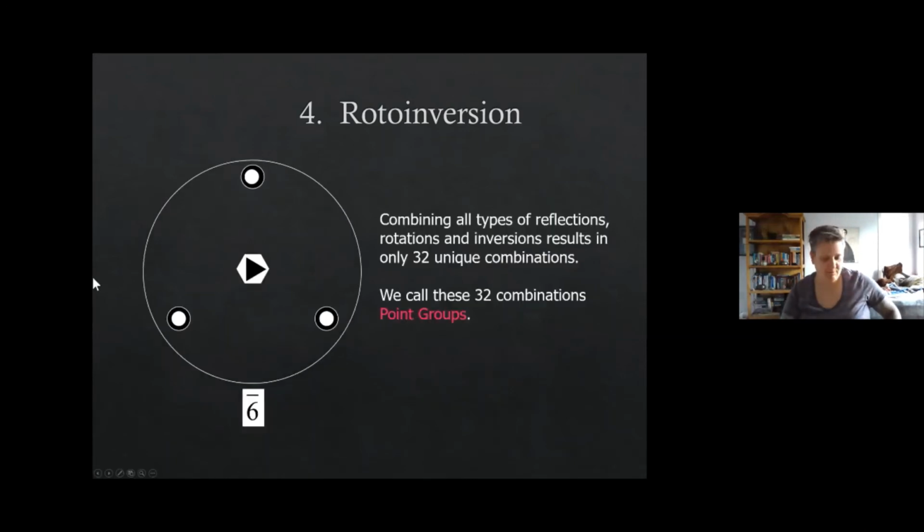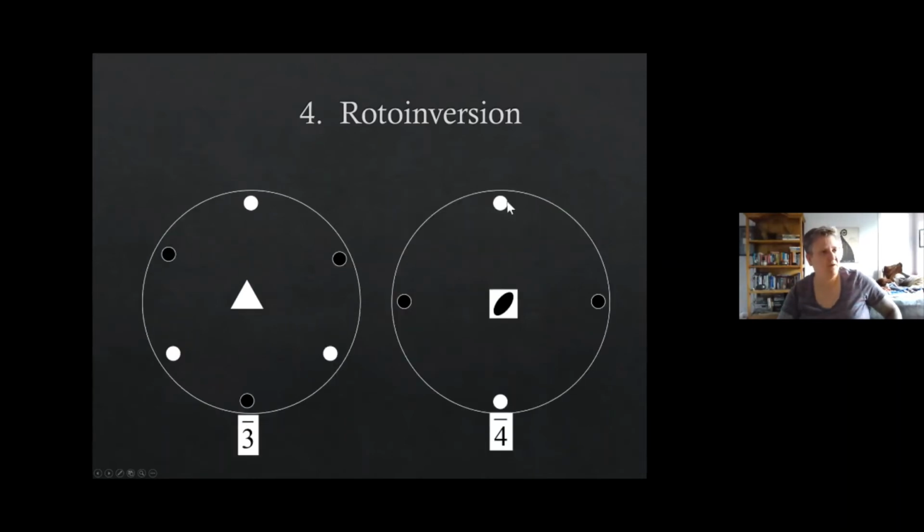Fourfold is the same. This one rotates 90, inverts down to the bottom. This one rotates 90, inverts up to the top, rotates, it's at the top, it has to invert to the bottom, and then if we rotate it again, it's at the bottom, and then it inverts up to the top, back to the original one that we had.